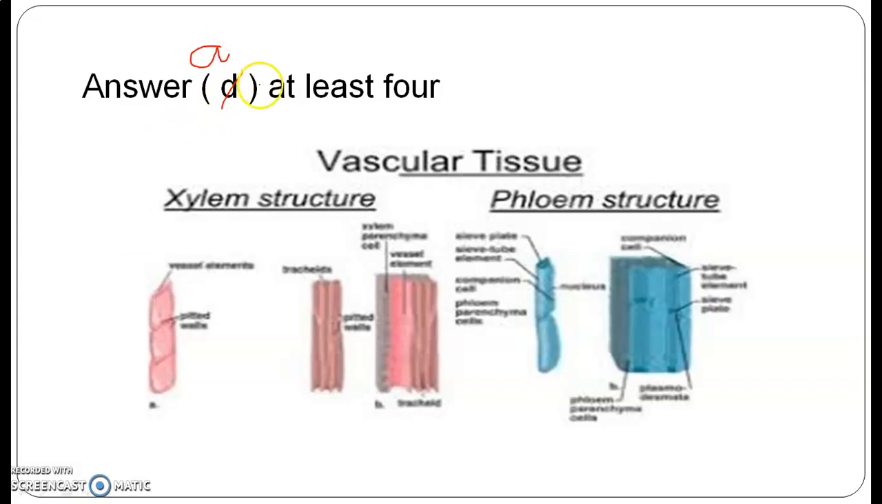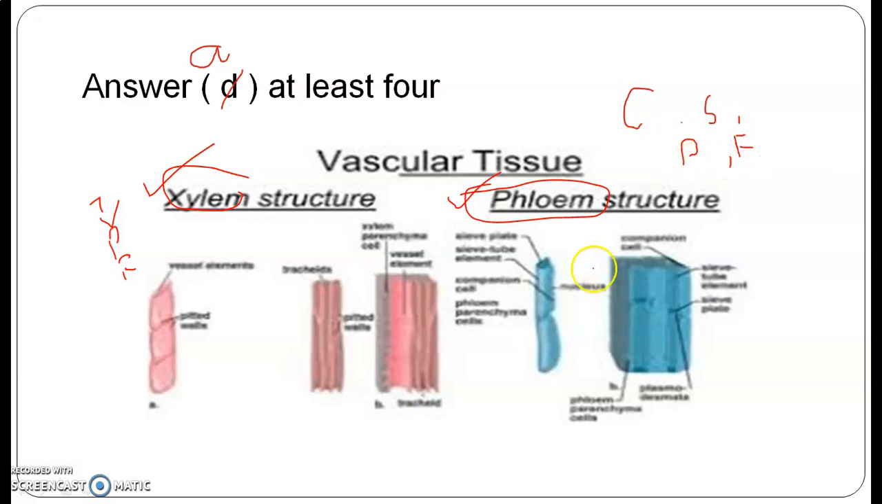At least 4. In case of complex permanent tissue, we have two prominent examples, xylem and phloem. These two are the conducting tissues. You have vascular tissue that conducts: xylem conducts water and minerals, and phloem conducts food. In xylem, we have tracheids, vessels, xylem parenchyma, and xylem fibers. In phloem, we have companion cells, sieve tubes, phloem parenchyma, and phloem fibers. So we have at least a minimum of 4 types of cells.